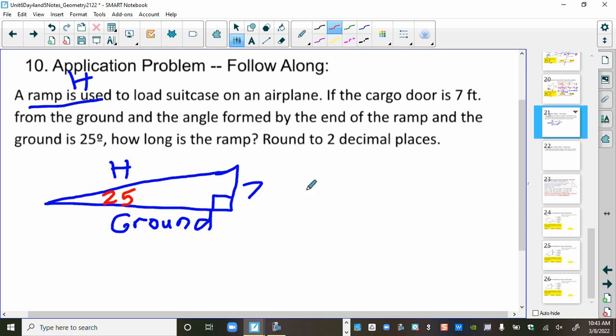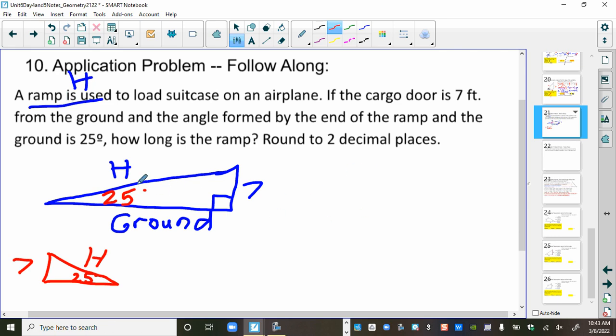Now, some of you might have flipped it. You could have done it the other way. You could have had the height here, ramp, 25-degree angle. That's fine too. So if you did it this way, H, 7, and then 25 degrees. That's okay too. Both of these diagrams are acceptable, because now the goal is we need to figure out which one of the three trig identities we need.